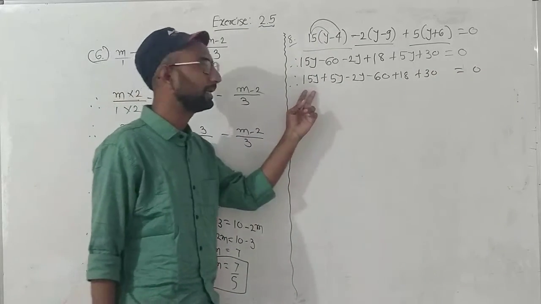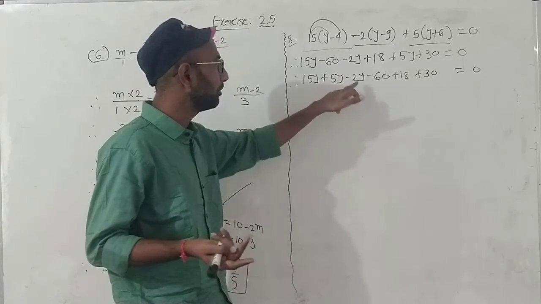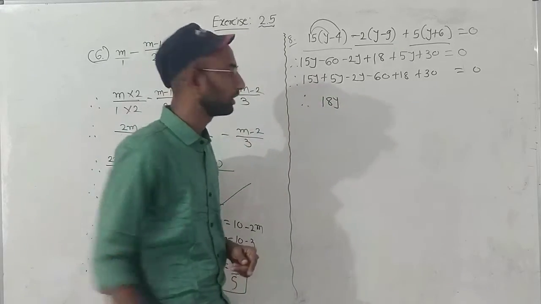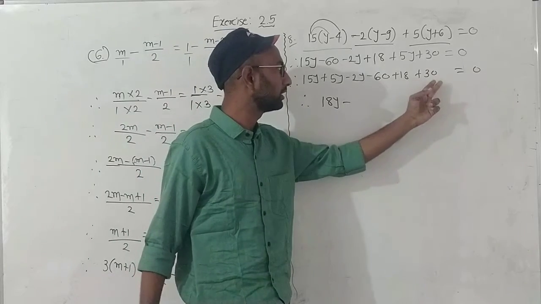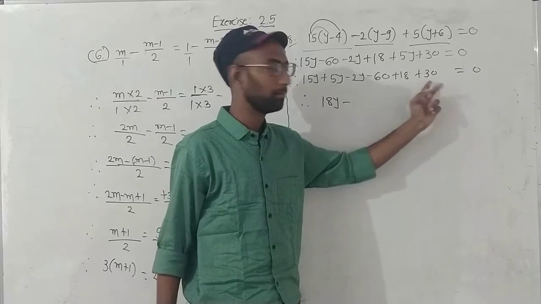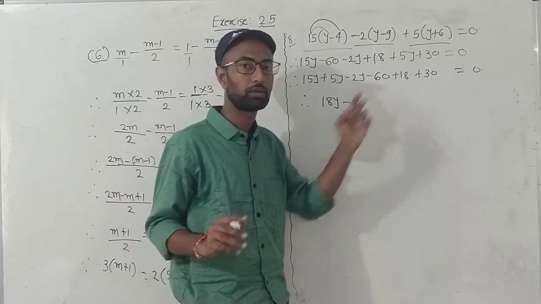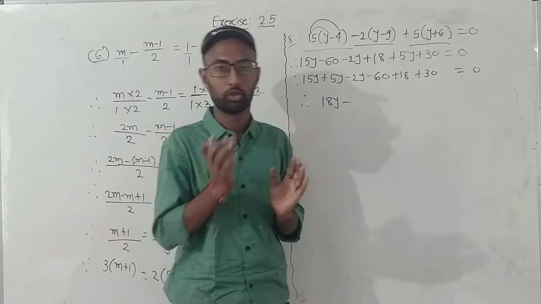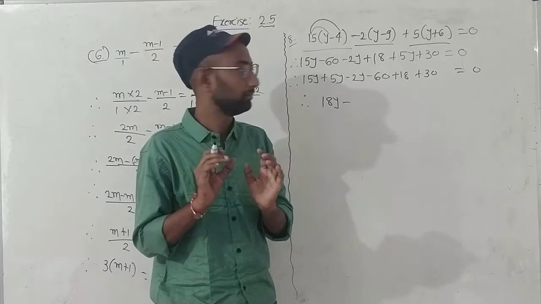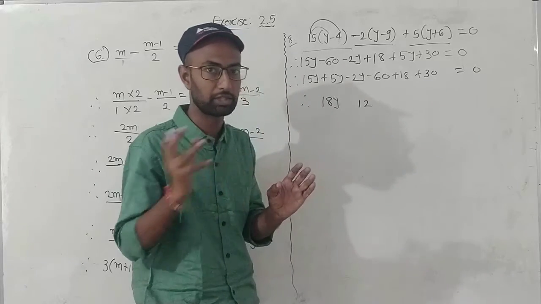Okay. Now 15y plus 5y, 20y minus 2y, 18y. Then 18 plus 30, that is 48, minus 60. तो प्लस 48 है और माइनस 60, तो प्लस माइनस करेंगे सब्ट्रैक्शन. तो 48 माइनस 60, तो क्या बन जाएगा? सबसे पहले 12 will remain. 60 minus 48 करोगे तो 12.